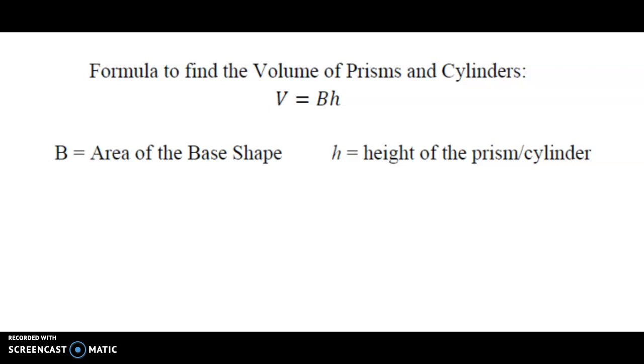The formula to find the volume of a prism or cylinder is located on the Chapter 9 formula sheet. It's V equals BH. And B stands for, it's a capital B, the area of the base shape. So you're going to be plugging in an area formula into capital B. Cursive H, or italicized H, is the height of the prism or cylinder, and this is the distance between bases.